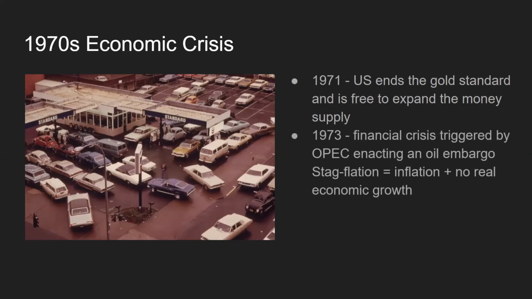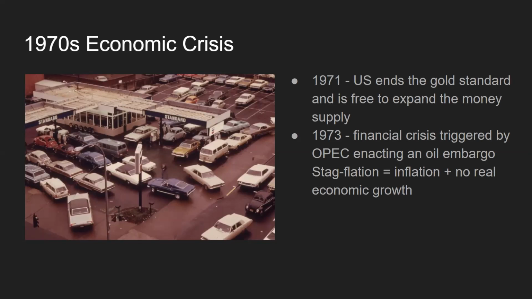In 1973, there's a financial crisis triggered by an OPEC oil embargo, and that caused what they call stagflation, which is inflation, which means that your money is worth less and less every year, paired with no real economic growth. So we're not actually producing more things, but your money is getting worth less and less. That was very bad, and it made things very difficult for people.